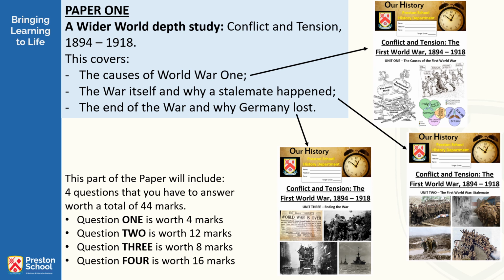We also then focus on the third section, which is why the war ended in 1918, looking at the reasons Germany ultimately lost by looking at a variety of different factors that led to this outcome. The World War I section also is examined in paper 1, as I've said, and within this there are 4 different questions. Question 1 is worth 4 marks, question 2 is worth 12 marks, question 3 is worth 8 marks, and question 4 is worth 16 marks. Question 4 also comes with 4 spelling, punctuation, and grammar marks as well.